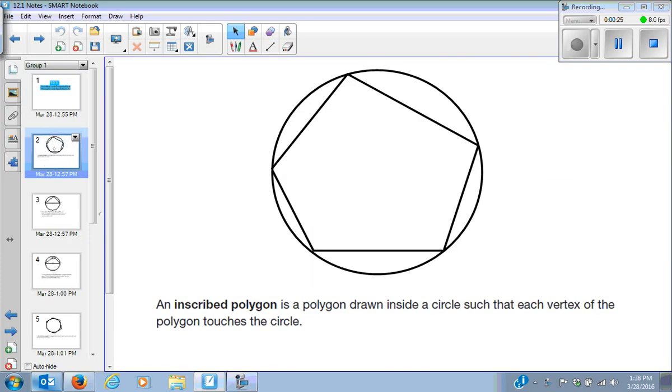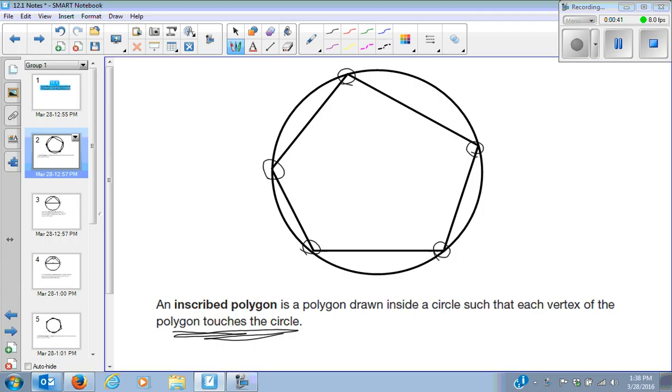Alright, so an inscribed polygon is a polygon drawn inside a circle such that each vertex of the polygon touches the circle. So here's a vertex, vertex, vertex, and vertex. You can see all of those vertices touch the circle. It's inscribed, kind of inside the circle. Notice the polygon is inside of the circle.